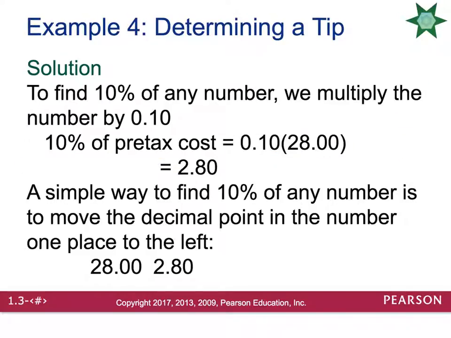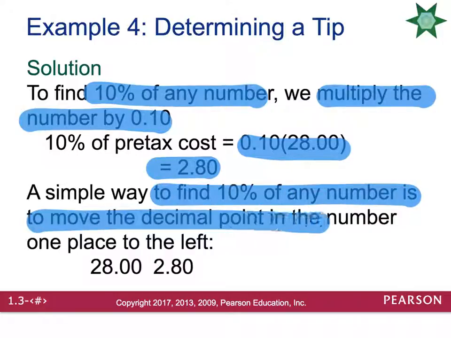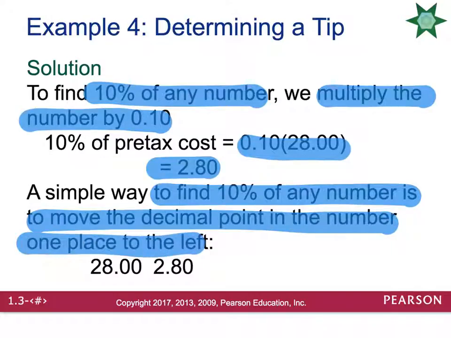So to find 10% of any number, multiply by 0.1. In other words, we're just moving the decimal over by one place to the left. So 0.1 times 28, 10%, is 2.80. Again, we're just moving that decimal from here to there. We divide by 10. So to find 10% of a number is to move the decimal point in the number one place to the left.